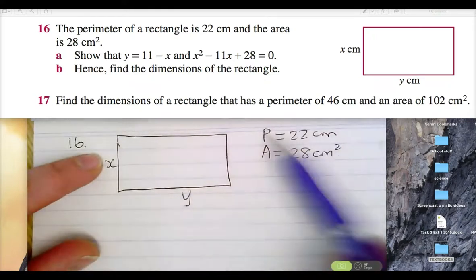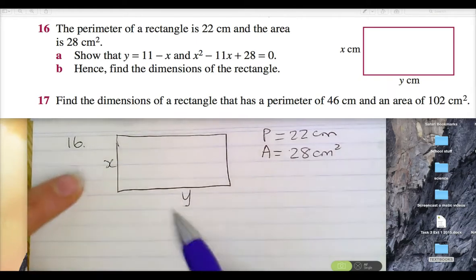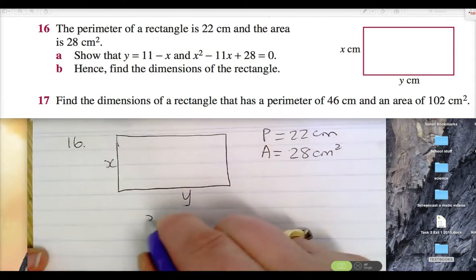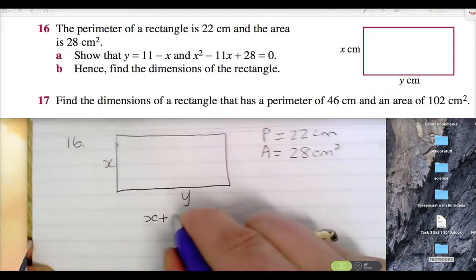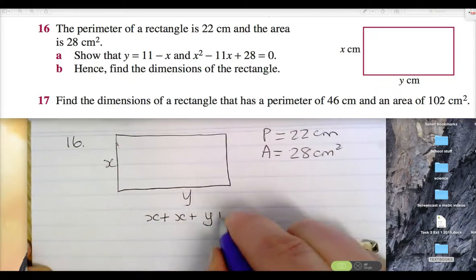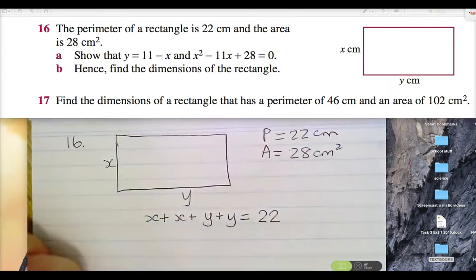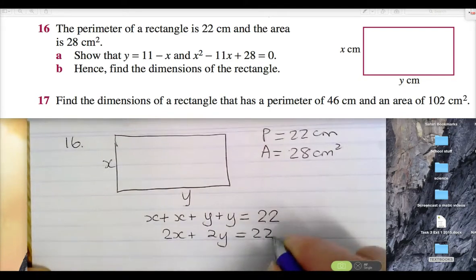Given this and that bit of information, set me up a perimeter equation, please. What plus what plus what plus what equals what? X plus x plus y plus y equals 22. So, 2x plus 2y equals 22.